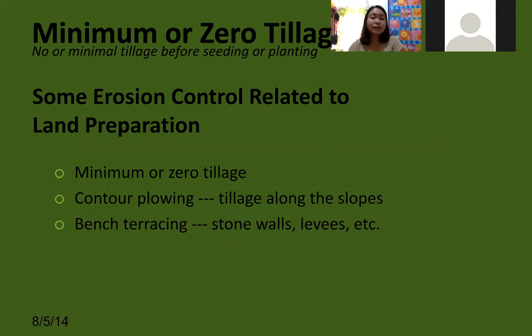So there are also some erosion control methods, like the minimum or zero tillage, contour plowing, tillage along the slopes, and bench terracing, such as using stone walls or leaves and others.